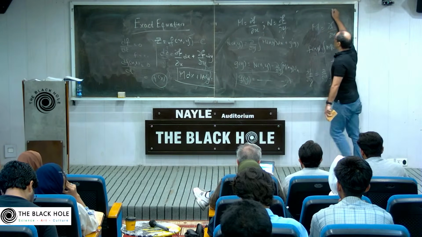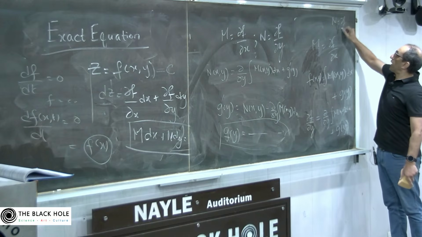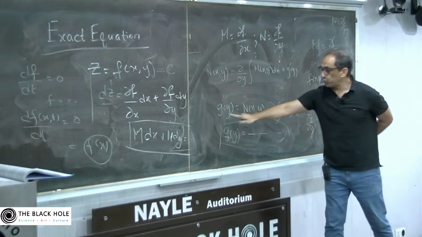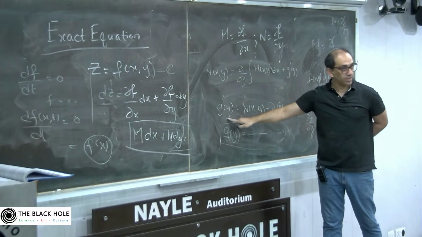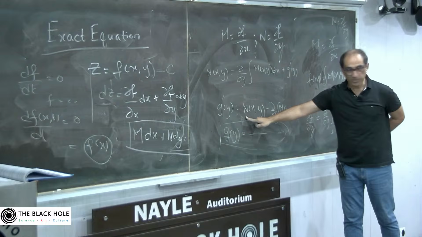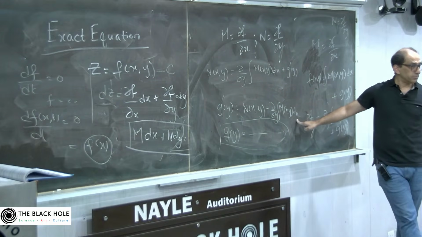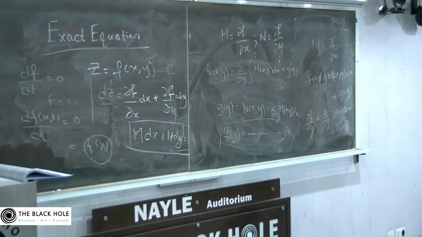And similarly, if you don't begin with this and you begin with N equal to ∂f/∂y, then you will have the same thing, but you will have some h'(x) here, you will have M(x,y) here, and you will have ∂/∂x of ∫N(x,y)dy here. So both methods will give you the same solution, right? Questions, please ask.